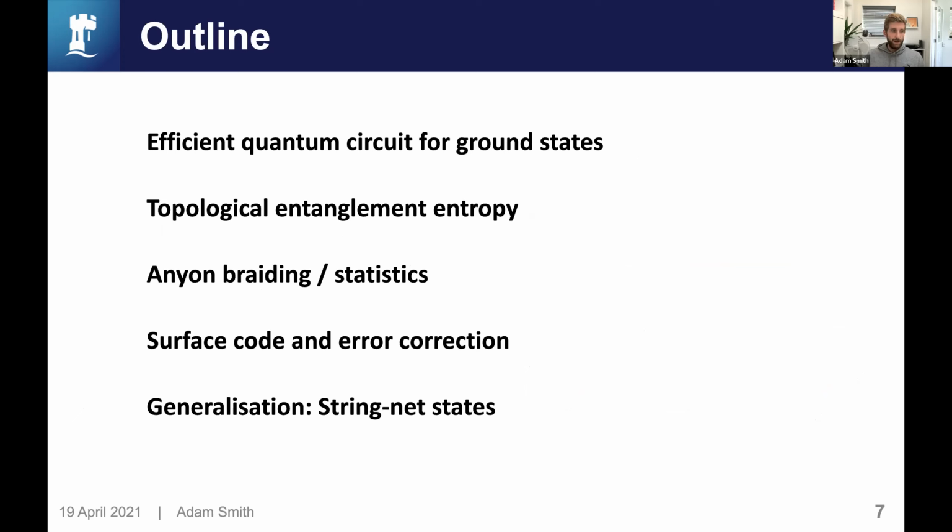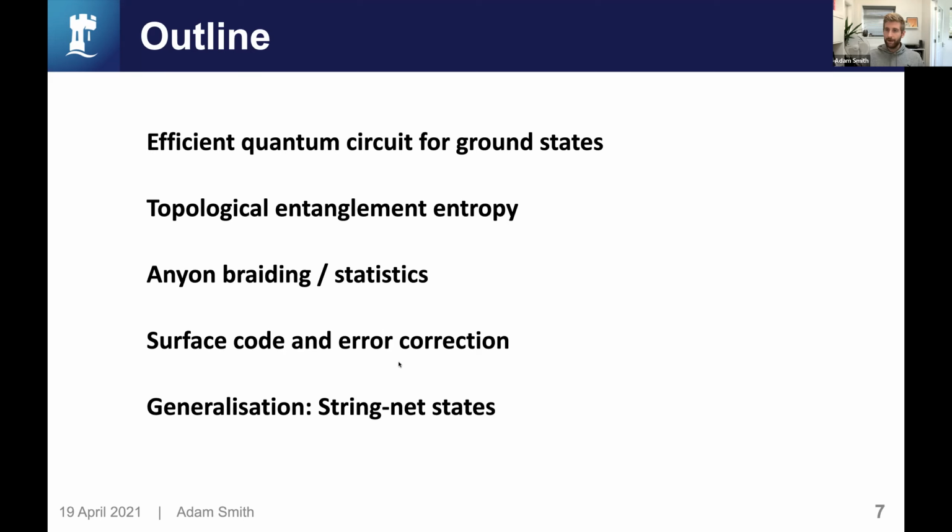Now just a quick outline of what I want to talk about for the rest of the talk. I'm going to tell you about the efficient quantum circuit that we designed to realize the ground state of this toric code Hamiltonian. Then I'm going to talk about the experiments we did on extracting what's called the topological entanglement entropy. This is a signature of the long-range entanglement that these topologically ordered systems have. Then I'm going to look at extracting the non-trivial anyon braiding statistics, showing that these particles don't just behave like bosons and fermions.